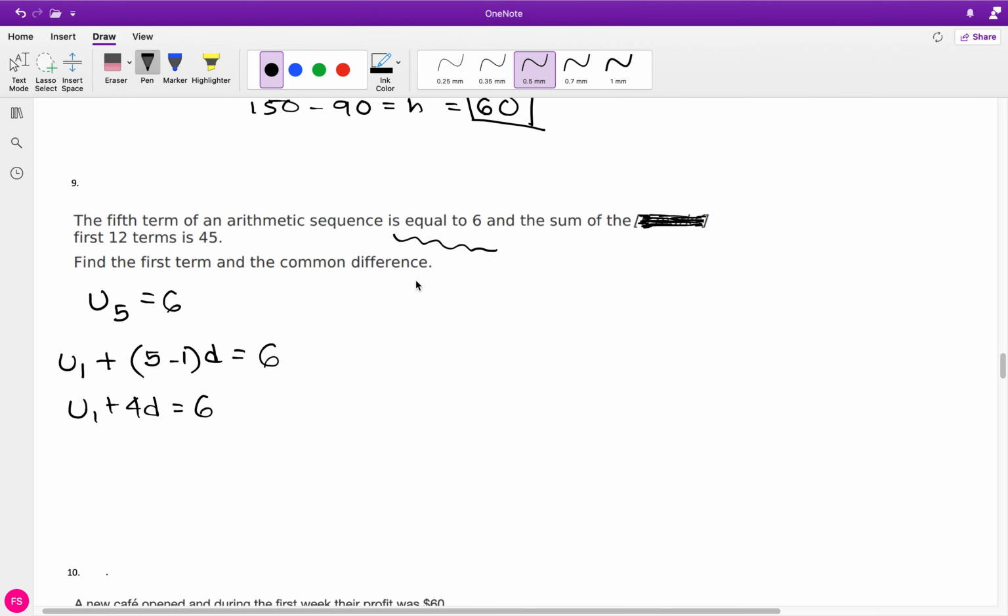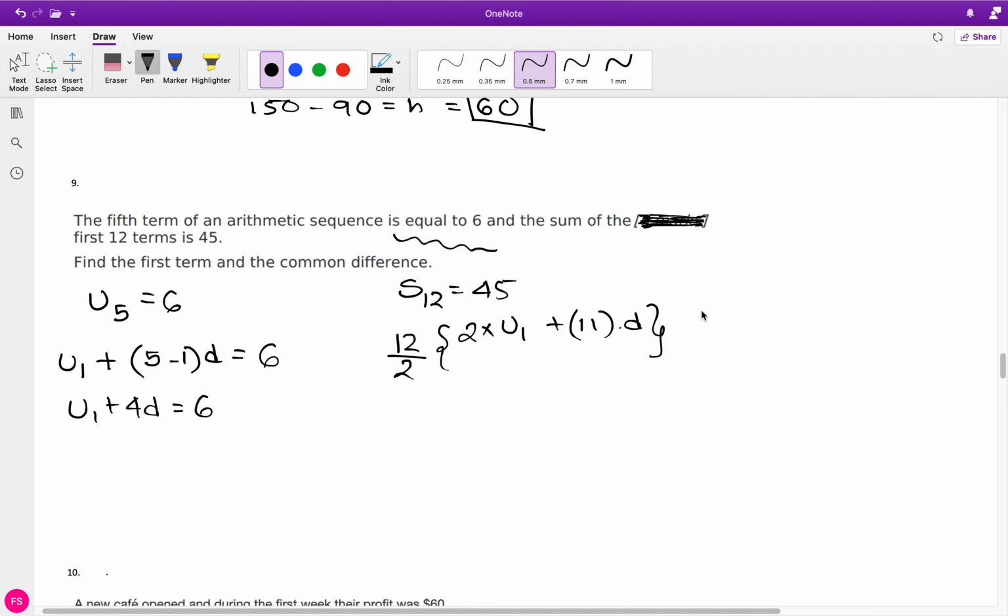From this equation, the sum of the first 12 terms is 45. This equals n over 2, and I know my n, it's 12 in this case, times 2 times u1, I don't know u1, plus n minus 1, the n is 12, so 12 minus 1 is 11, times the common difference.